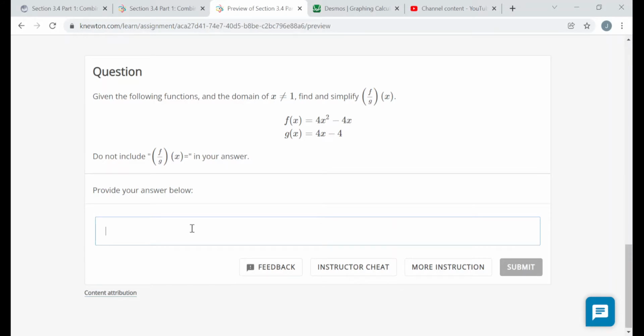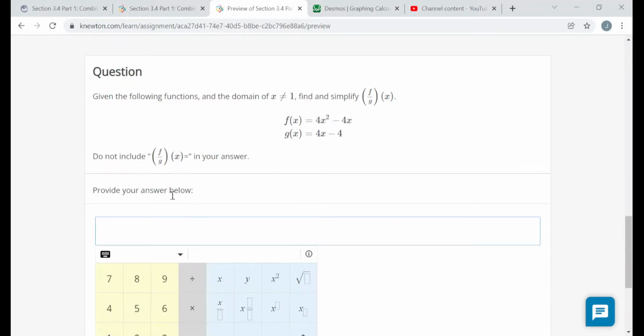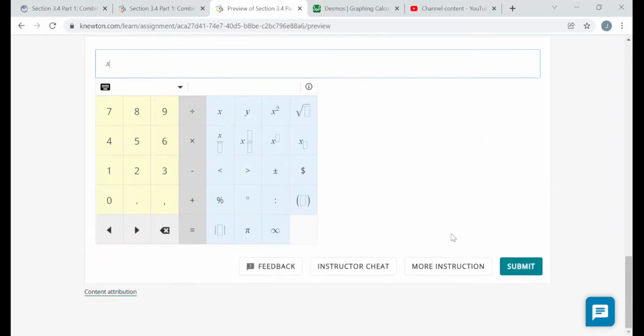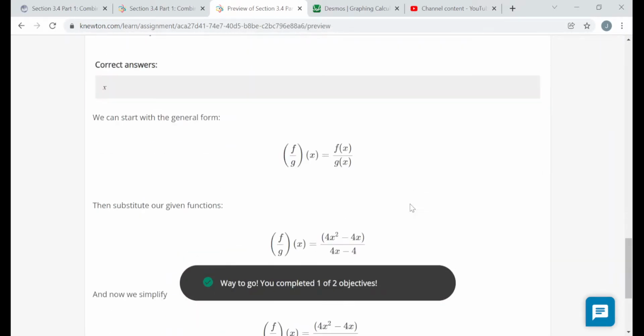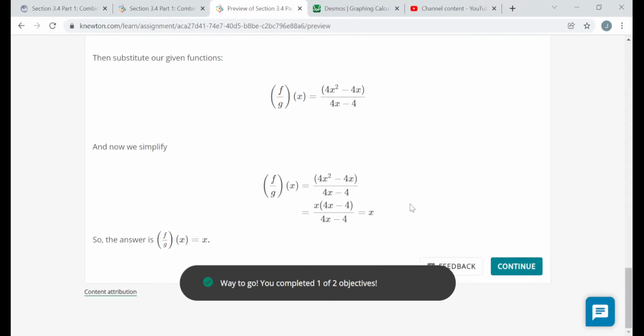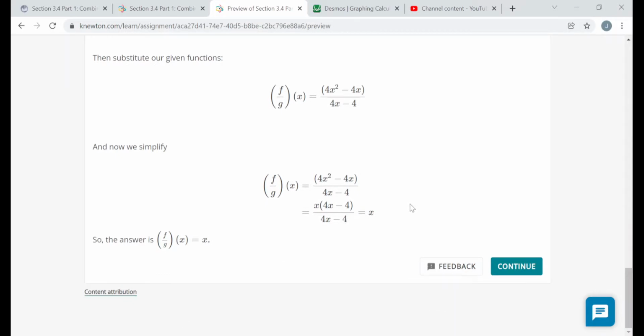So f divided by g of x equals x, again, as long as x is not 1. Great. All right, so that objective's done. Again, you might see addition and multiplication. Please be aware of that. Then the rest of it should be composition.